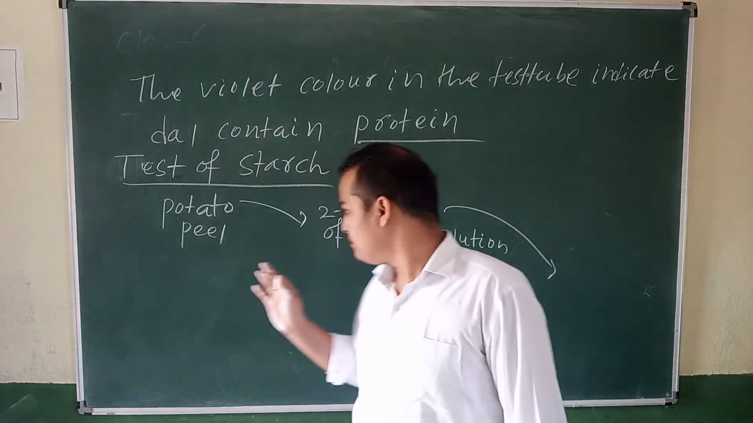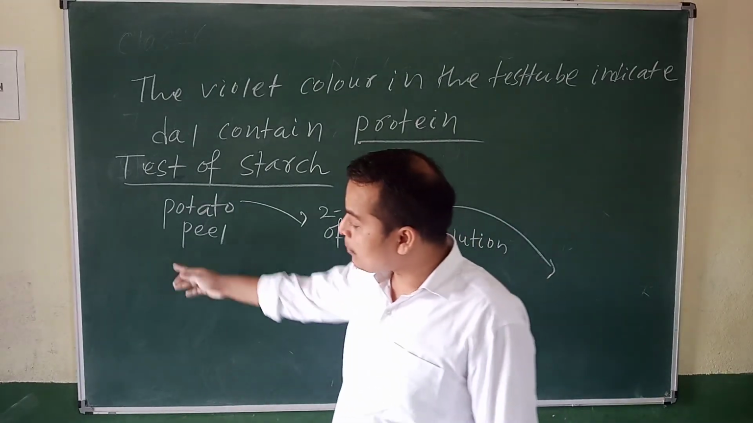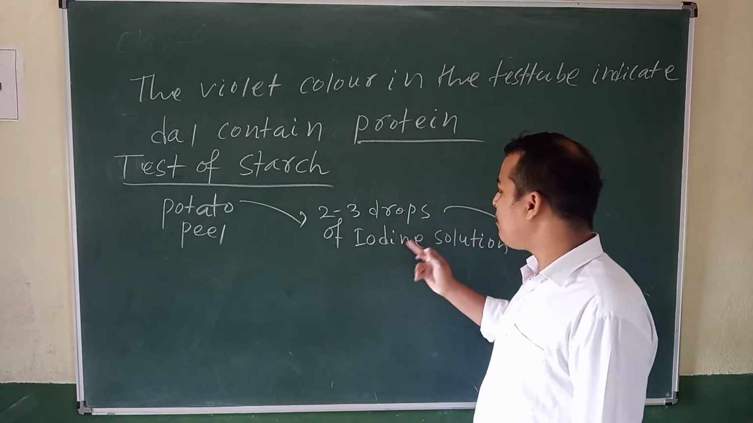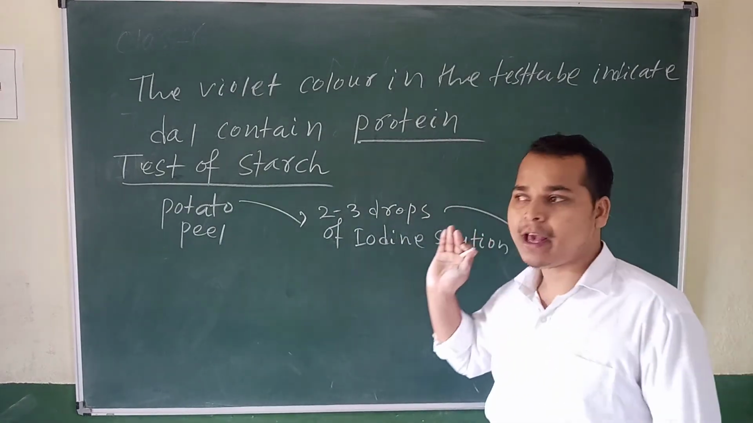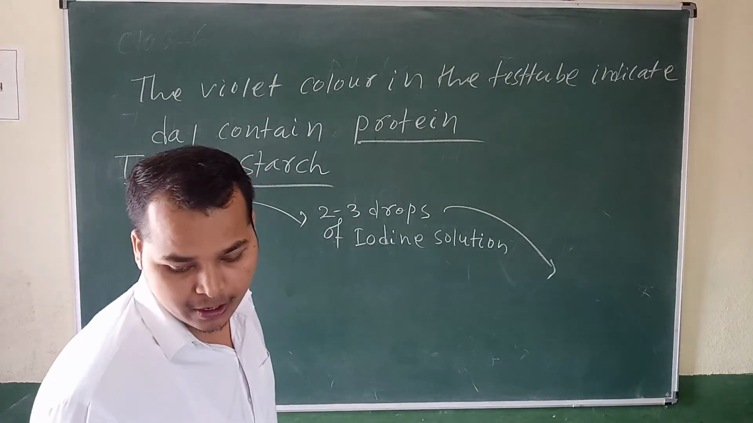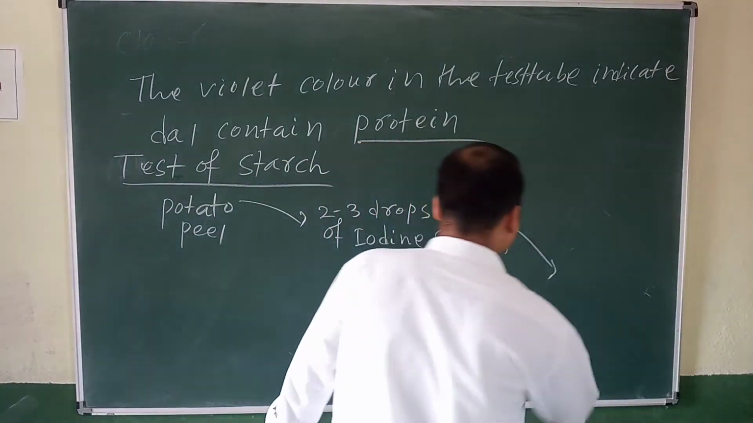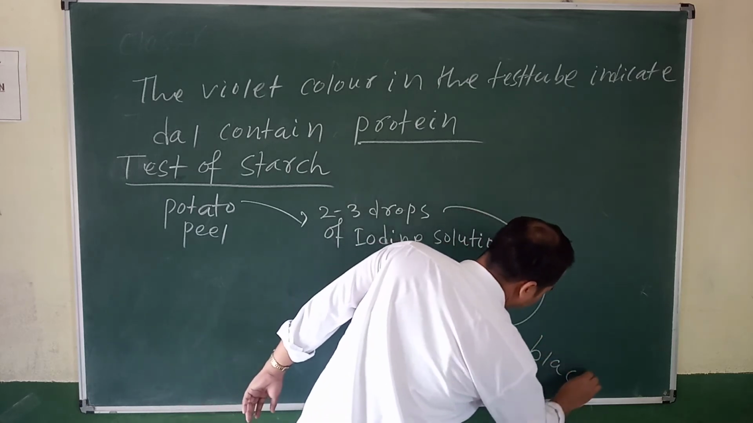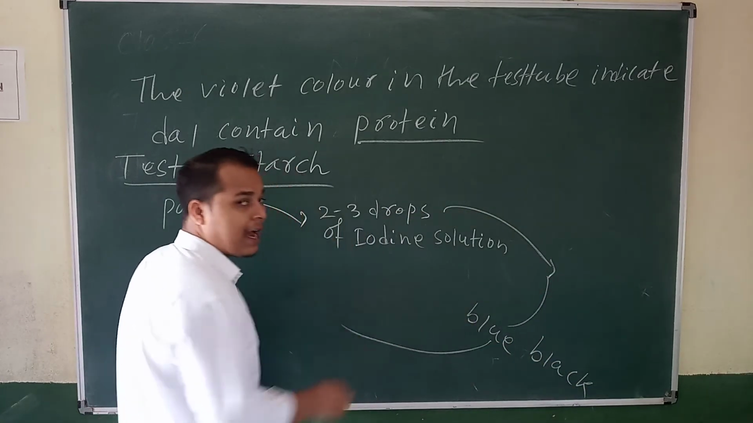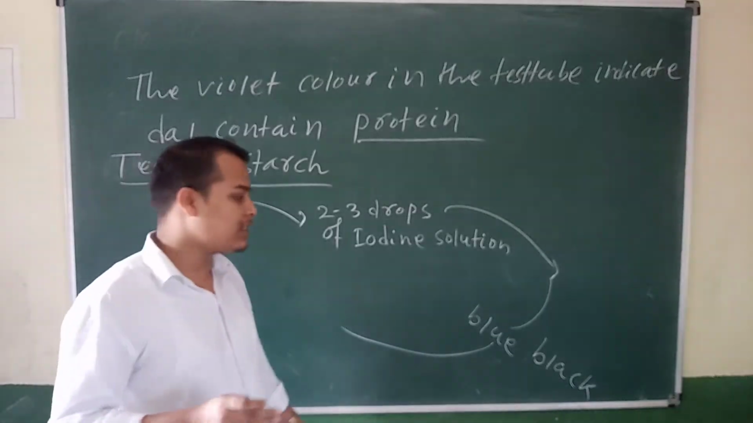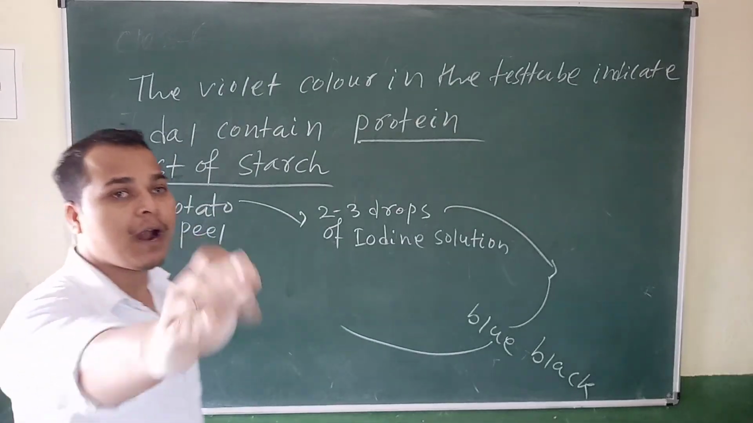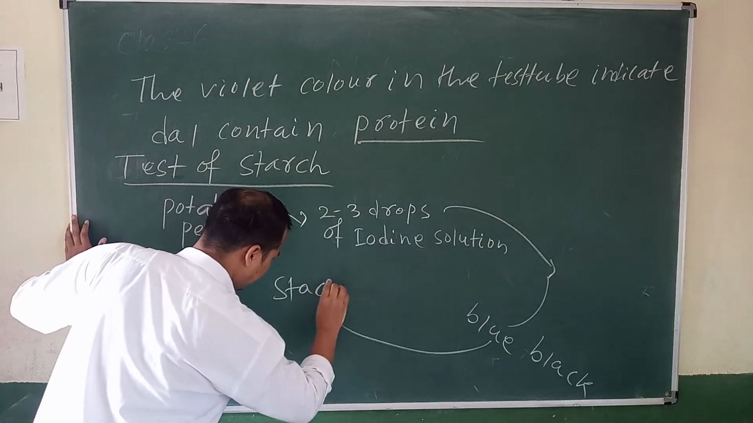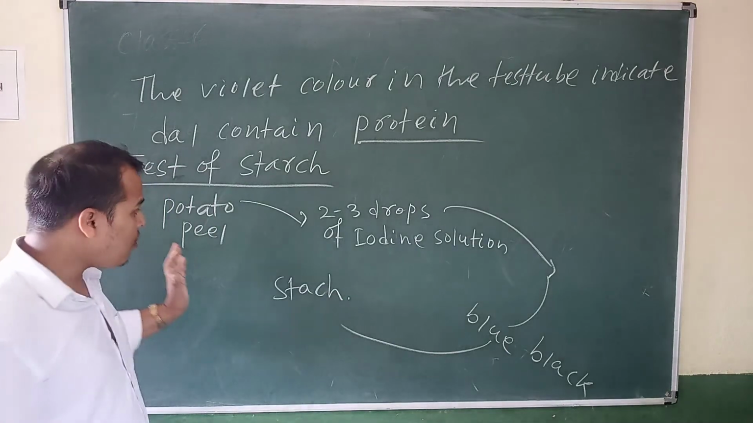Okay, so first what to do? Take a potato, peel the potato, then 2 drops of iodine solution. Okay, so after adding iodine solution, what will happen? It changes to blue or black color. If the food changes to blue and black color, it indicates what? Starch is there.